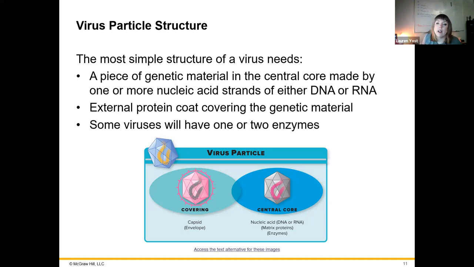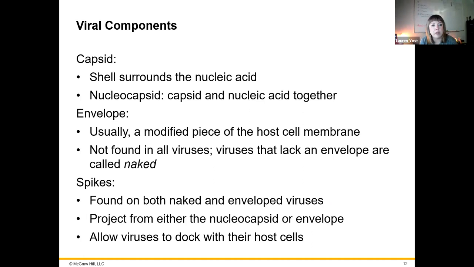Okay. So our components: the capsid, that's our shell that surrounds the nucleic acid. You have to have one. All viruses definitely have it. And when you have that shell around your nucleic acid, and you have just those two things, that's our nucleocapsid. That's the capsid, our coating, and the nucleic acid together.